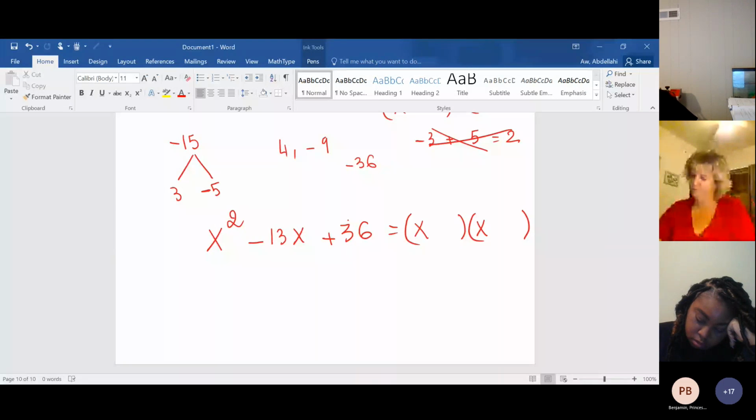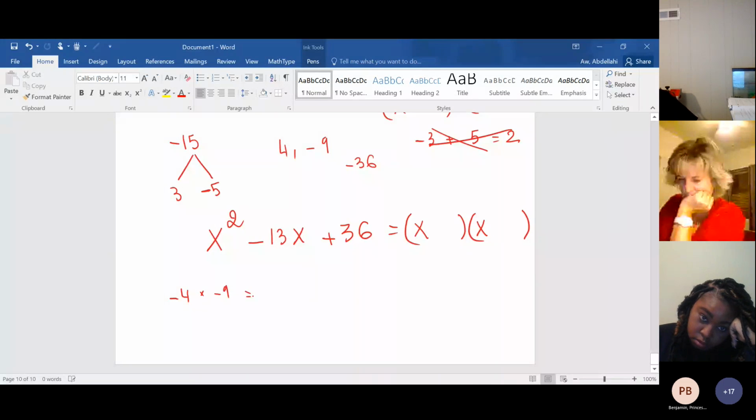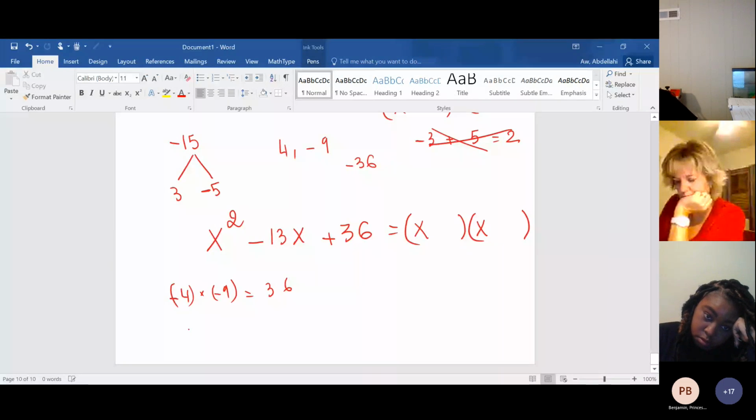Do you agree with that? Yeah. Negative 4 multiplied by negative 9 is 36, right? Yep. And negative 4 plus negative 9 is negative 13. Okay, so this is x minus 4, x minus 9, or vice versa, right?